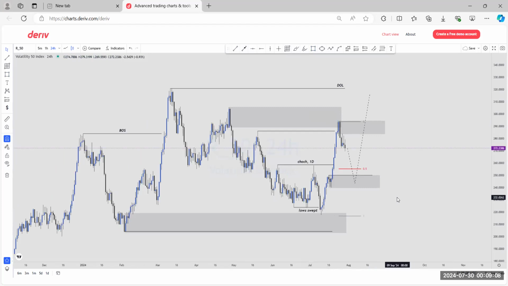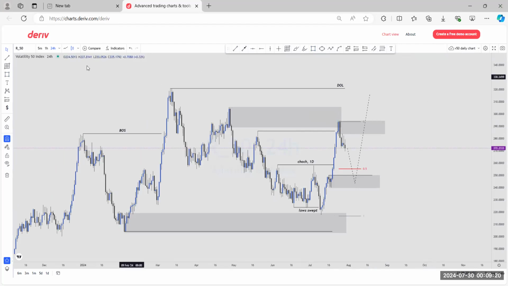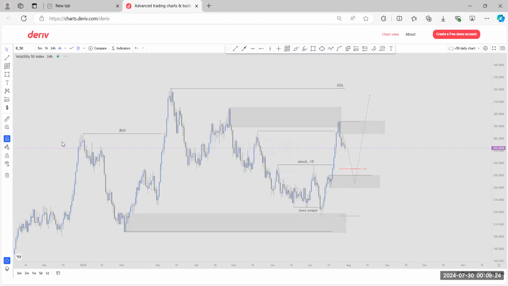So that is it. Let me take a screenshot and then save this as my vix50 daily chart for reference at later times. So that is the 24-hour for us. So maybe going down to our 4-hour.